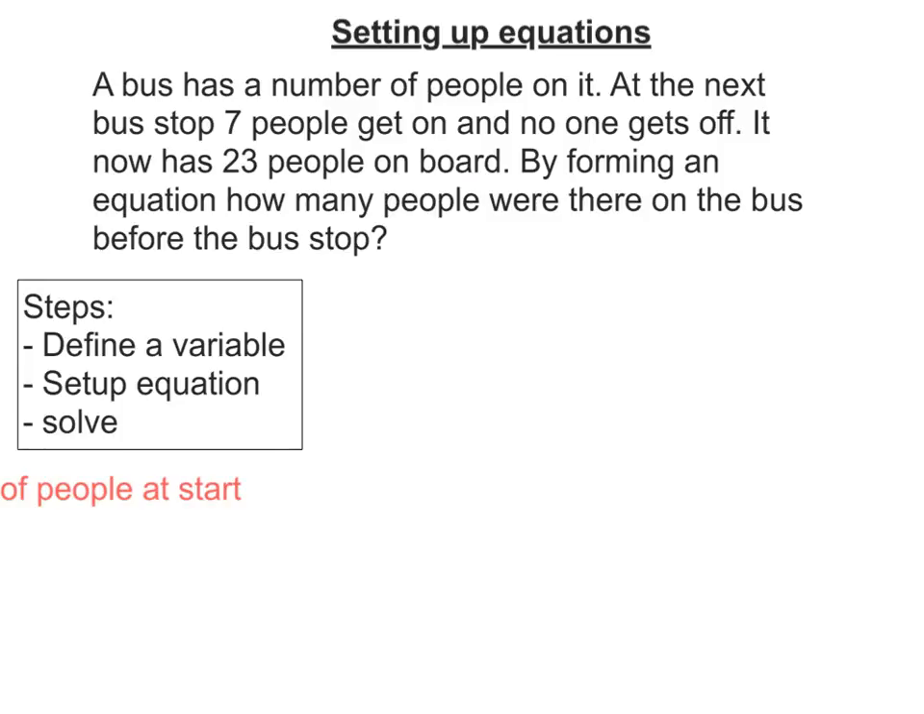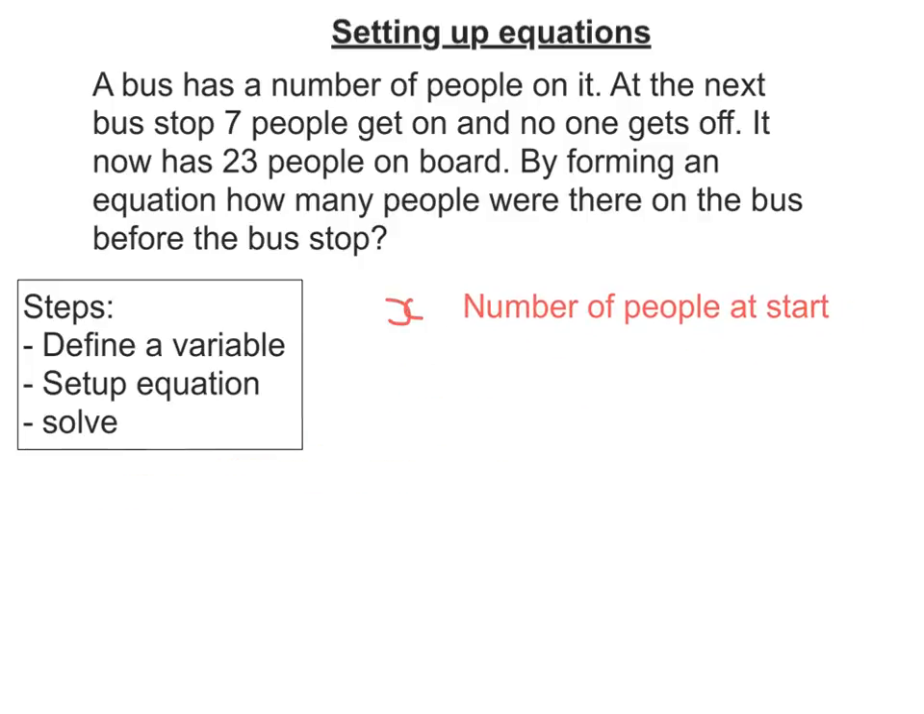So, first thing I need to do for my steps is define my variable. So I'm going to let x be the number of people at the start. So, let's start forming this equation. A bus has a number of people on it, so I'm going to say that's x.